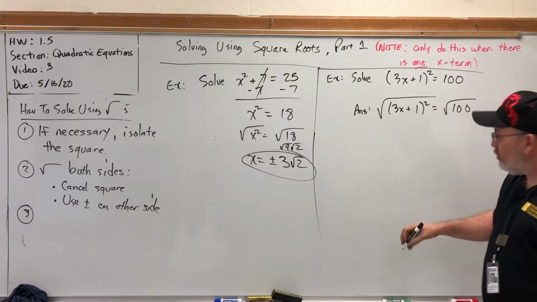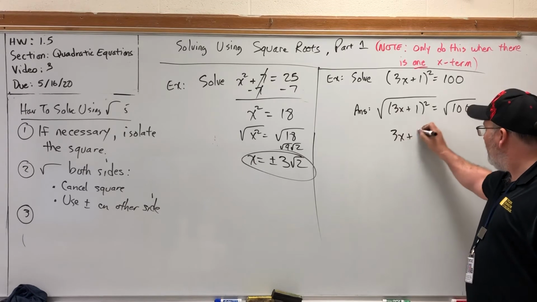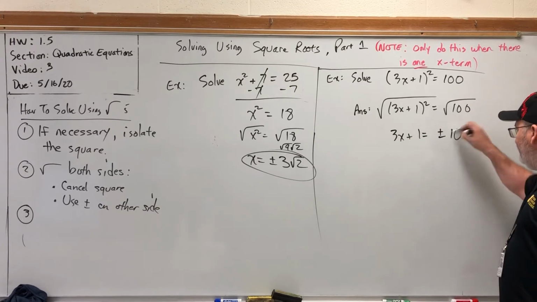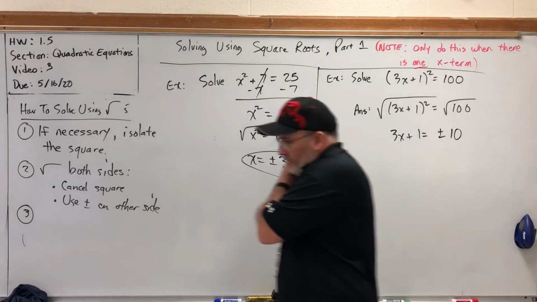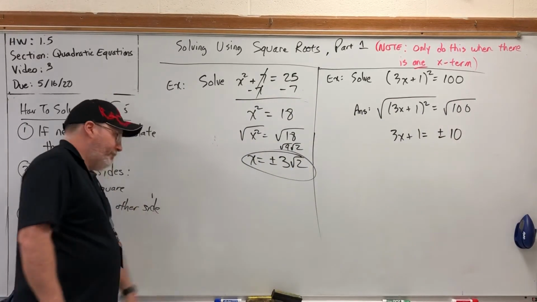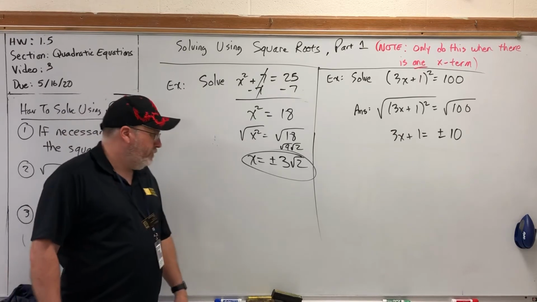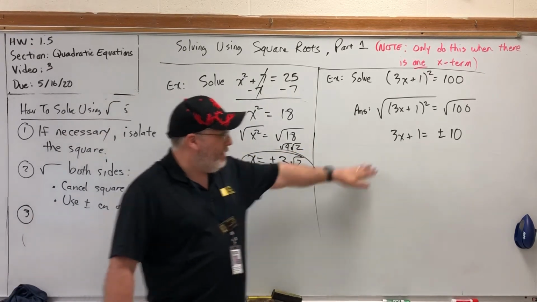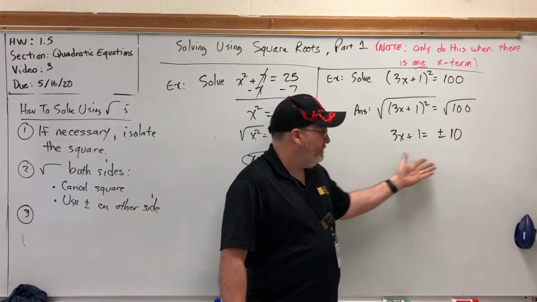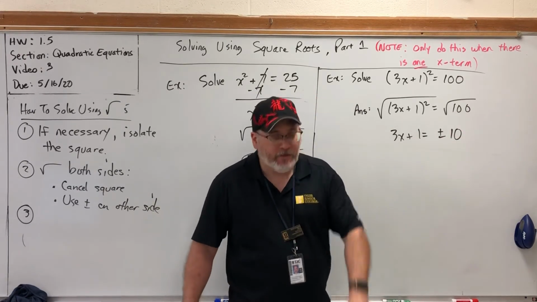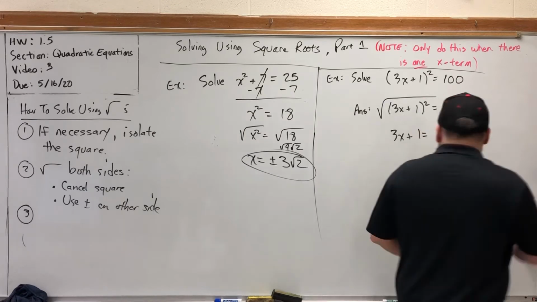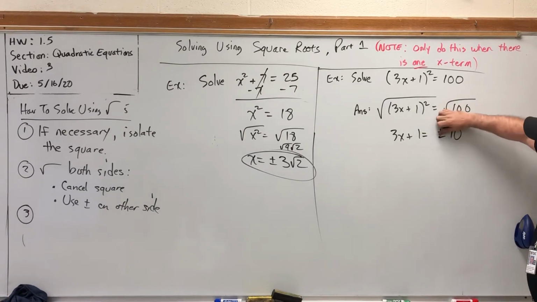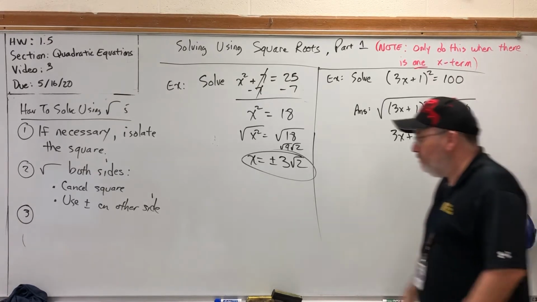On the left side, the square cancels. And on the right side, use a plus minus. Square root of 100, of course, is 10. But unlike the previous problem, we're not done. Why? Our goal is to get the x by itself, and it's not. And how many equations is this? Hint, it's not one. It's 2 equations. This is shorthand for 3x plus 1 equals 10, and 3x plus 1 equals negative 10.